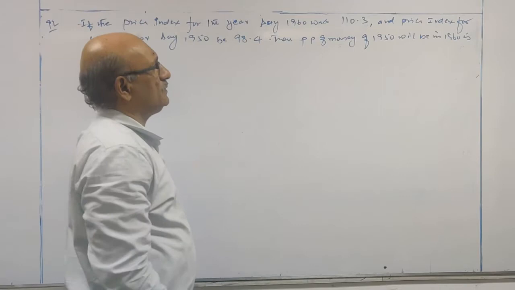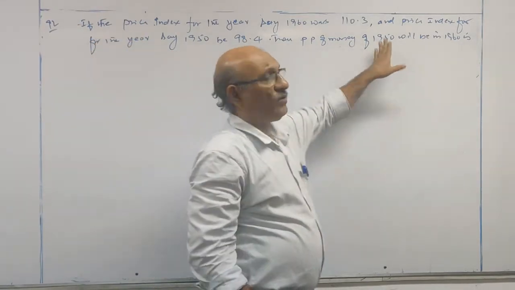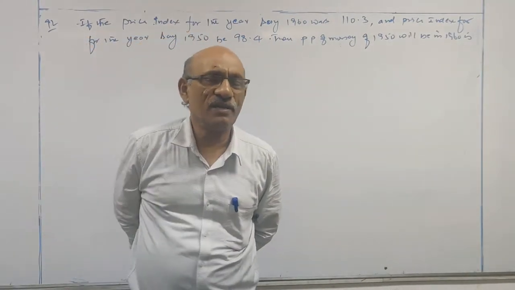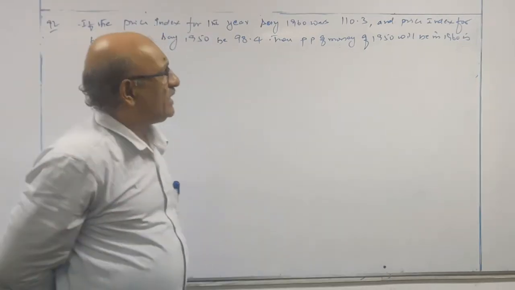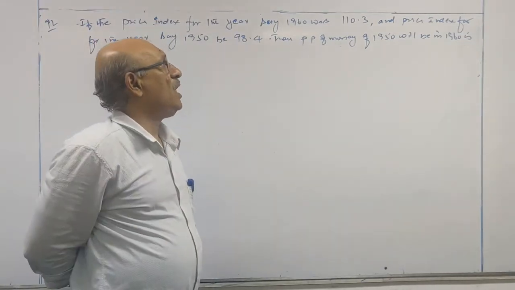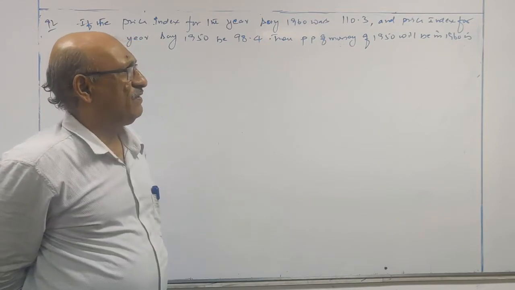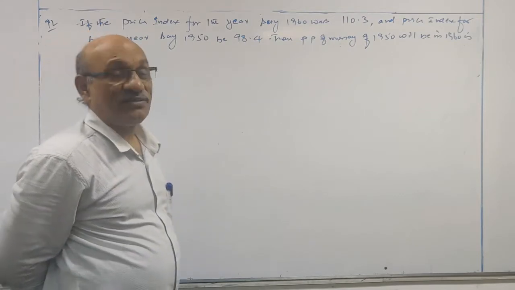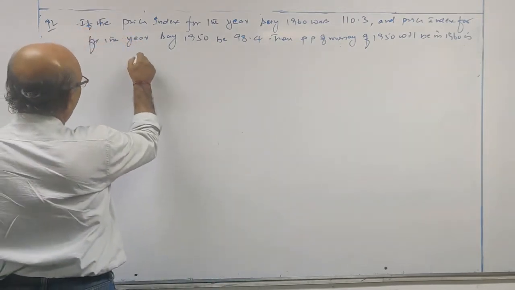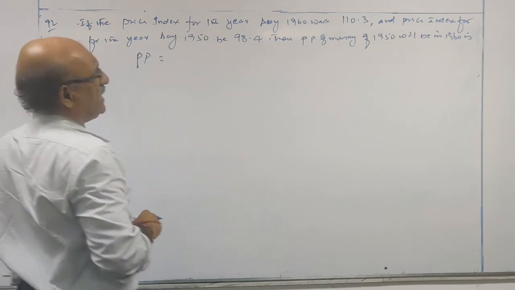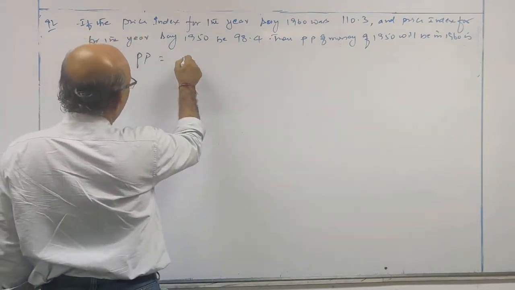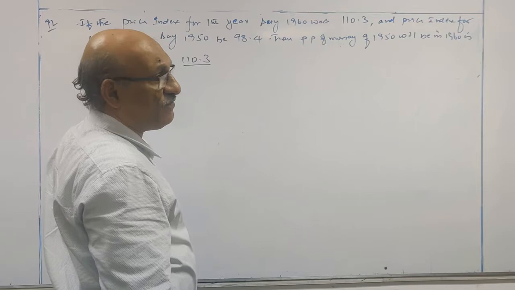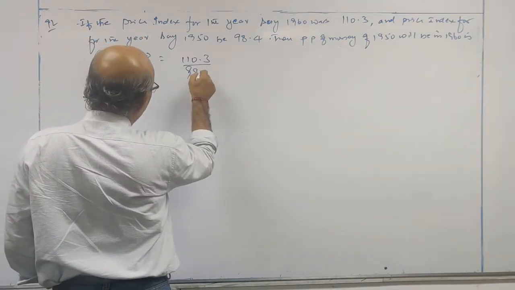Now look at this, sir. 1950 we have to take as base year and 1960 as current year. So for all the problems of index numbers we solved in the same manner. But here in this question, in a reverse way they asked what the purchasing power of 1950 will be in 1960. So he has taken 1960 as the base year. So purchasing power is equal to, what is the index of 1960? It is 110.3. When 1960 is taken as base year, 1950 will become current year. This is 98.4.